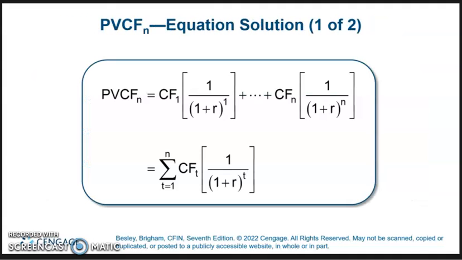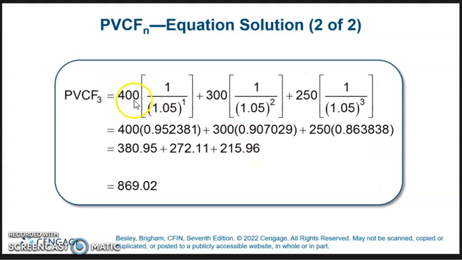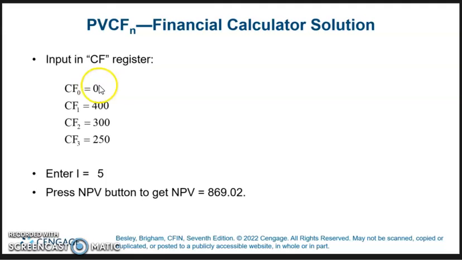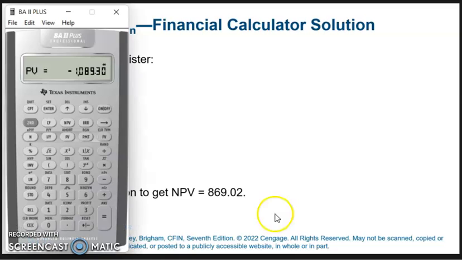So next, we have the formula. The 400 divided by 1.05 plus 300 divided by 1.05 squared plus 250 divided by 1.05 to the third power. Again, $869.02. And the cash flow function, we'll just bring it up in the calculator. Clear, second cash flow, second clear. The information is actually probably still entered in there. I believe it is.